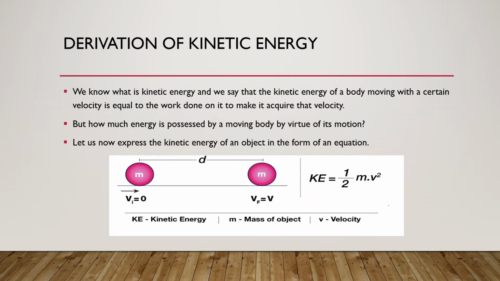So next we can see the derivation of kinetic energy. Like we know, the kinetic energy of a body moving with a certain velocity is equal to the work done on it to make it achieve that velocity.